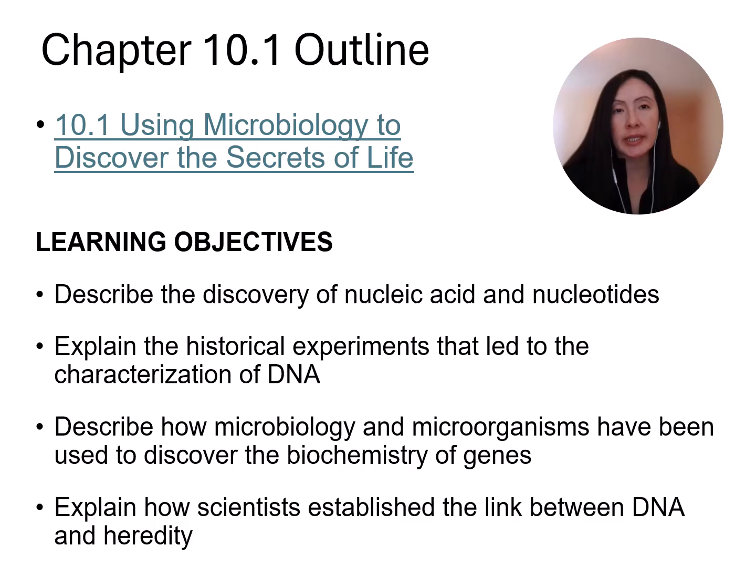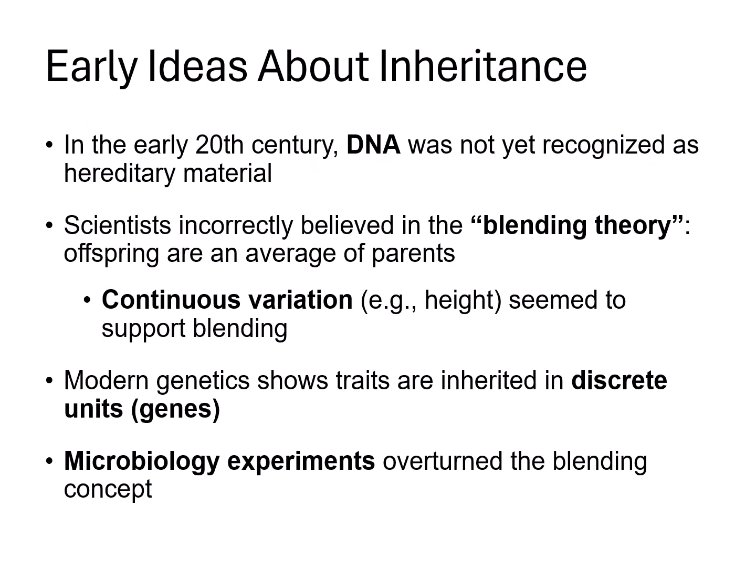for modern genetics. Before the 1900s, many scientists believed in the blending theory of inheritance. So offspring were thought to be an average of their parents. This means that children kind of showed an intermediate physical appearance. Continuous variation in traits like height seemed to support this. So if a tall parent and a shorter parent mate and produce children, their children were often in between those heights, in between their parents' heights.